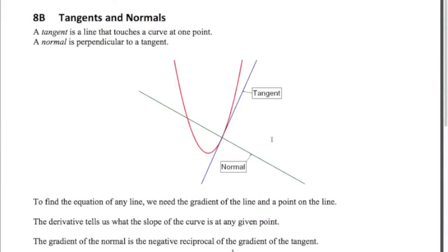Hi, welcome to this video where we're going to be dealing with tangents and normals. This is the second video in the differentiation series that we're looking at. Pretty quick one, we've just got two examples we're going to look at here.